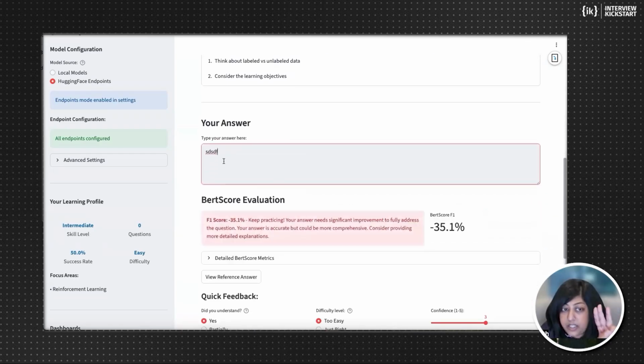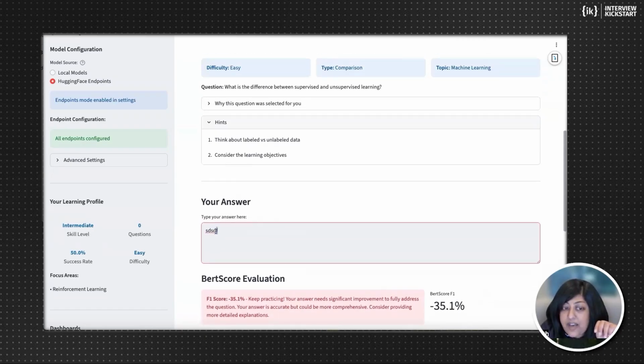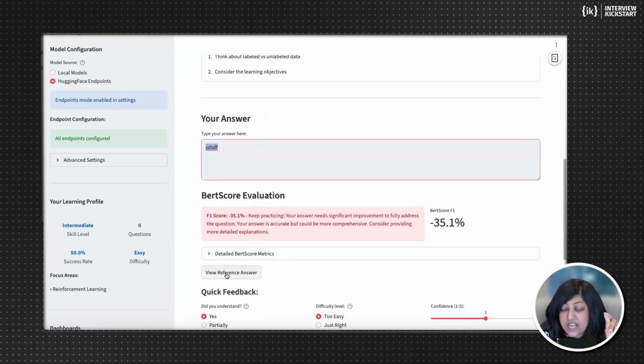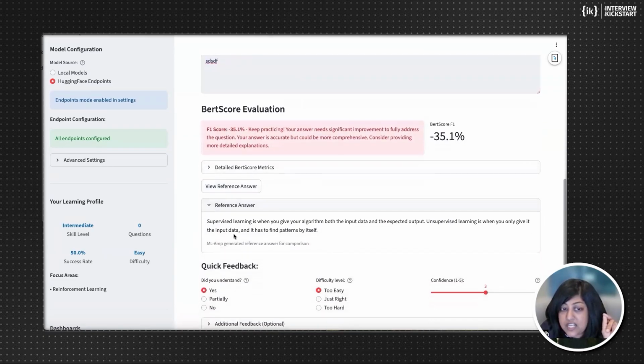This is the third LangGraph workflow that is kicking off, which is evaluating the response that I generated against the ML generated reference answer. So what did ML generate as a reference answer? It said supervised learning is when you give your algorithm both the input data and the expected output. Unsupervised is when you give it only the input data and it has to find the patterns itself.